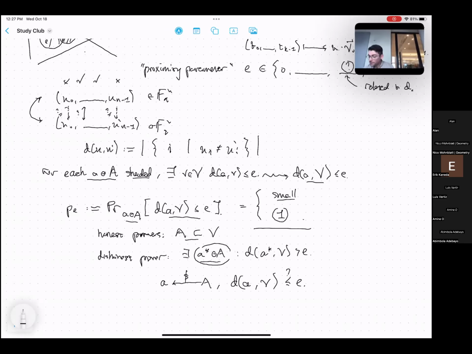So this set, this shaded region, is like the set of false witnesses in the proof. It is the set that would trick the verifier. It's the set of points which are close to the code, even though the whole space is not close to the code. It's the set of points which would trick the verifier. But what the proximity gap says is that either the prover is honest or the set of false witnesses is small.